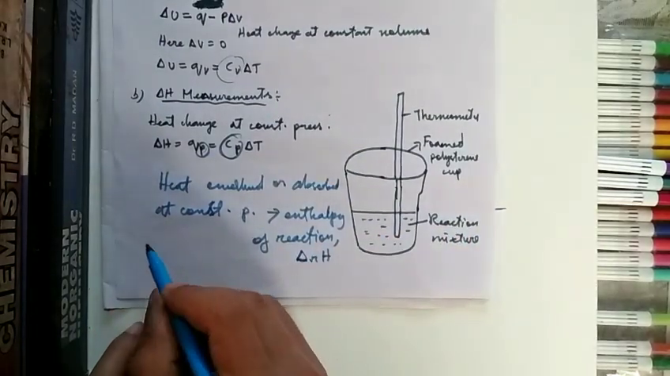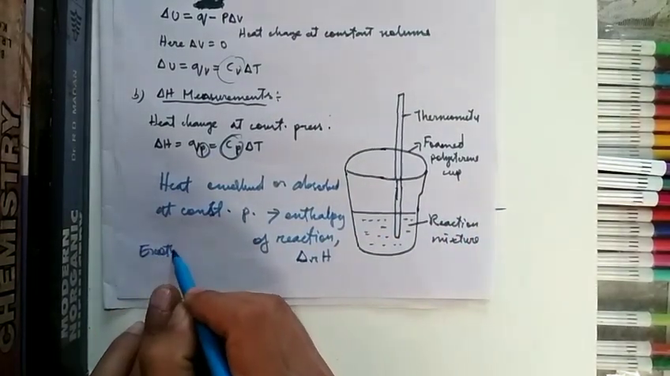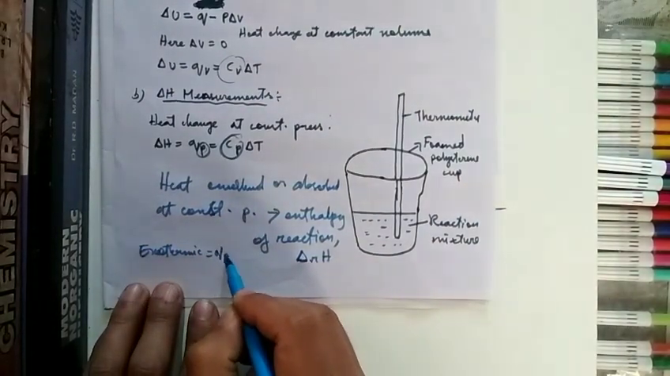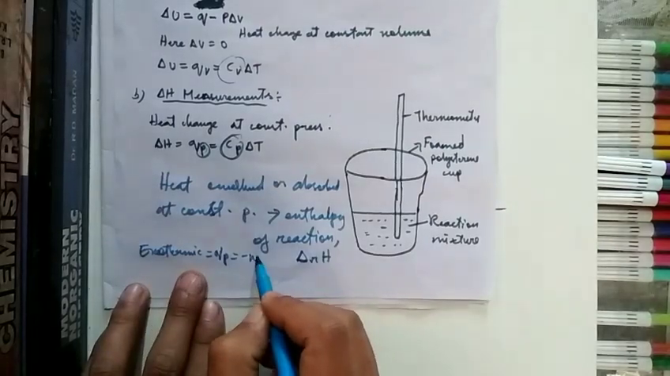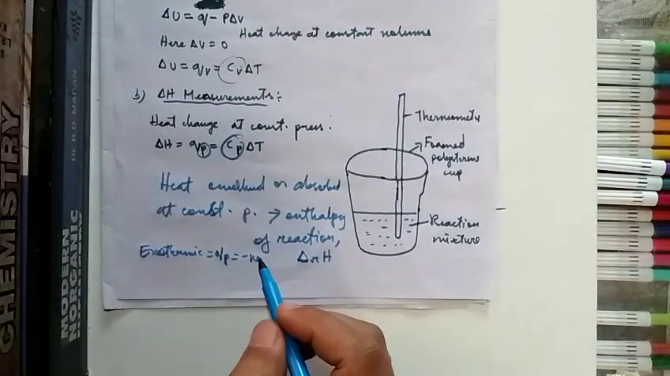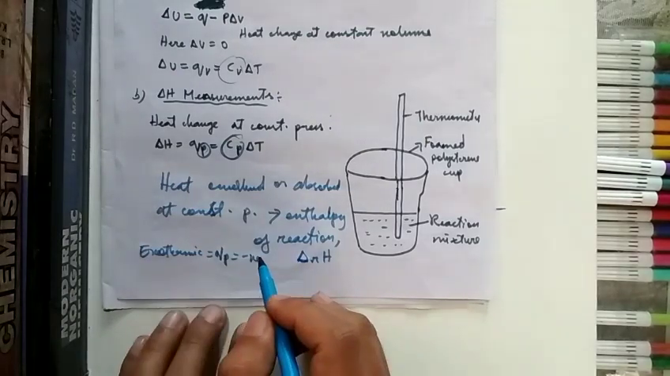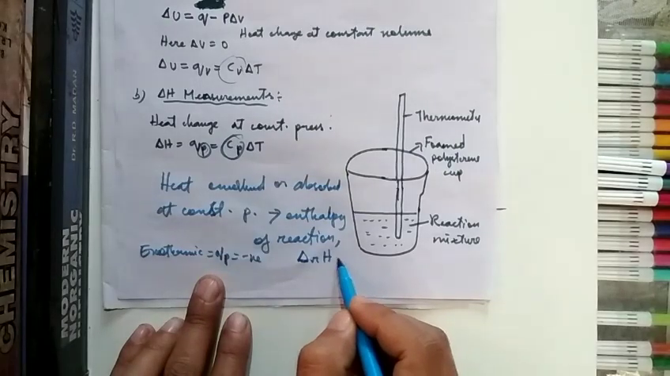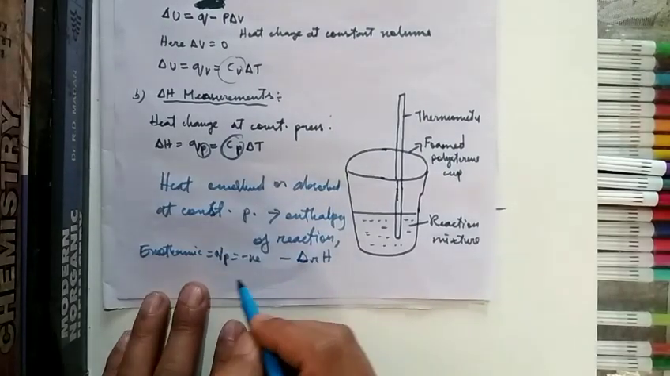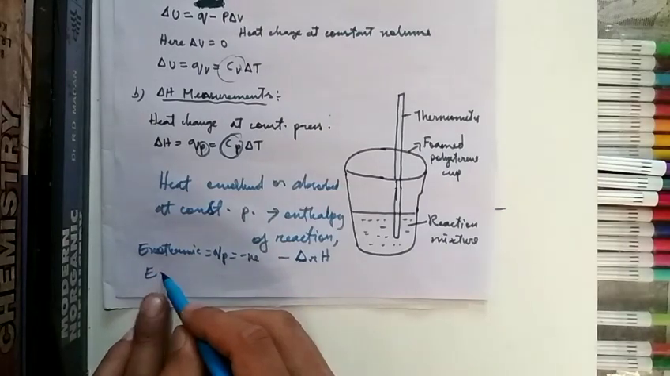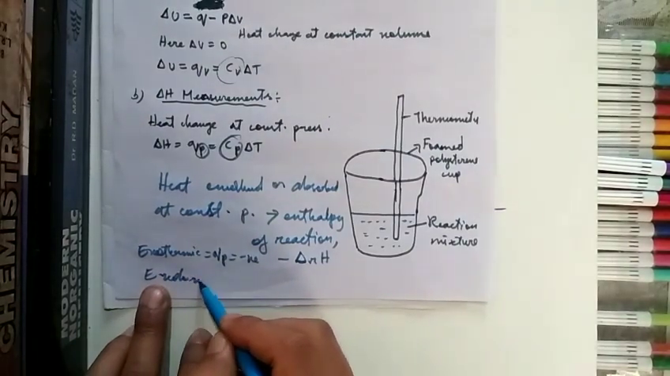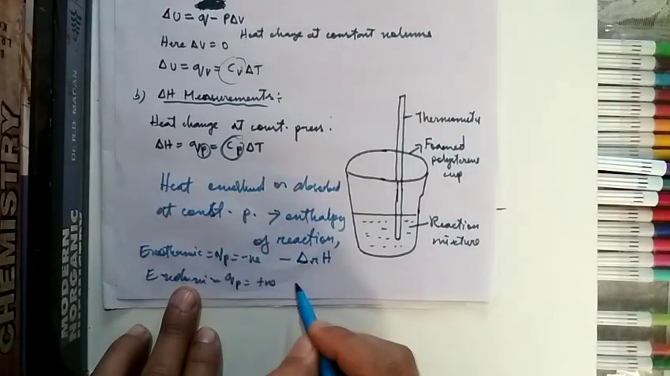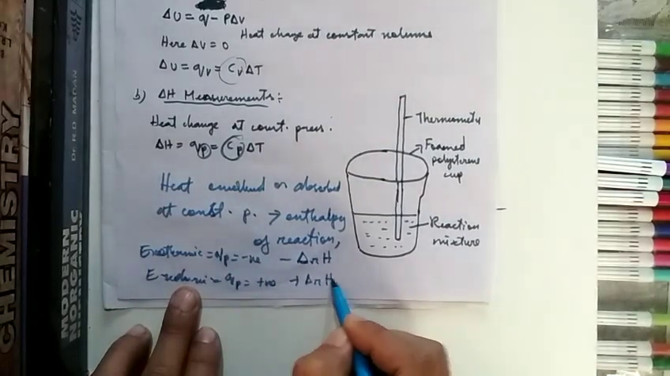If the reaction is exothermic, QP will be negative, and in the same way delta rH will be negative. Now for an endothermic process, QP will be positive, and in the same way delta rH will be positive.